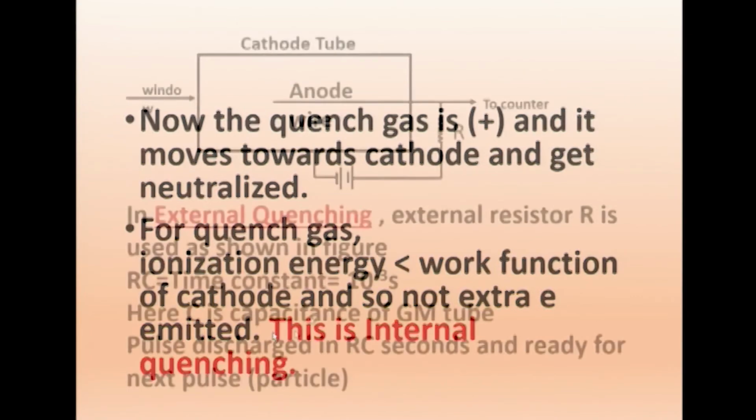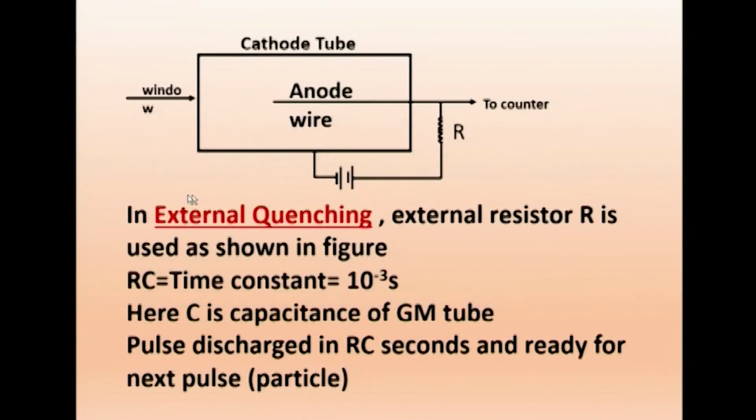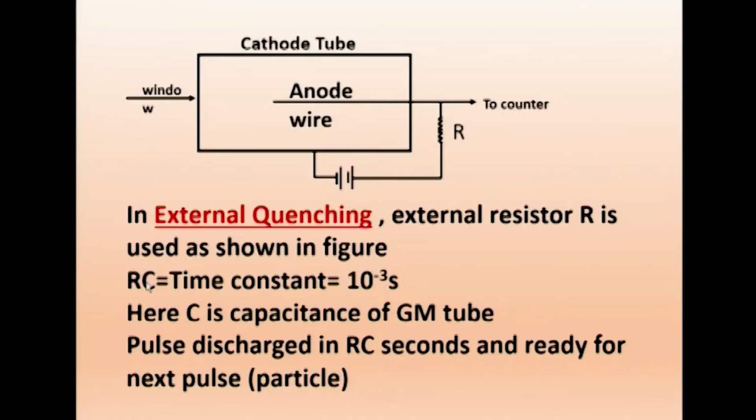Now we have got another type of quenching, external quenching. In external quenching, an external resistor is used. Here in this figure, we have got one external resistor, used for external quenching as shown in the figure. Now we know, in electricity books we have studied, RC is the time constant, in any oscillator, R into C. R is resistor, C is capacitance, RC is called the time constant and will be in units of seconds.